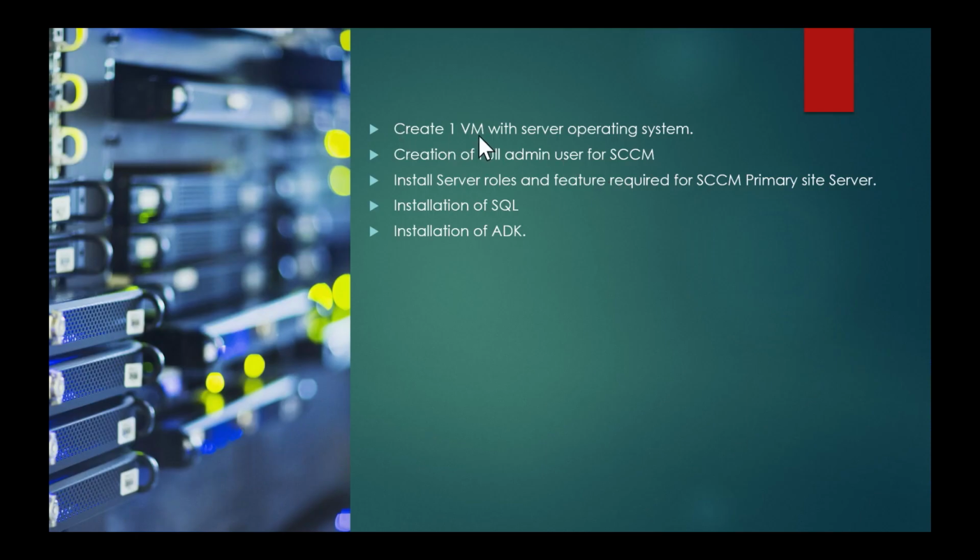So now our VM has been created, our accounts have been created, and we have created the group policy also. The next thing we have to do is install the server roles and features required for the SCCM primary site server. So let's install this on our primary site server.